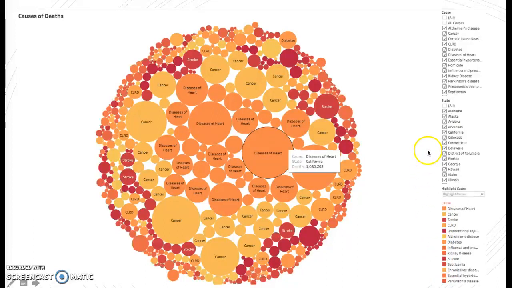Now you are also able to filter by either one cause or all causes, or by one state or all 50 states, and highlight certain aspects of the data, including causes and states.